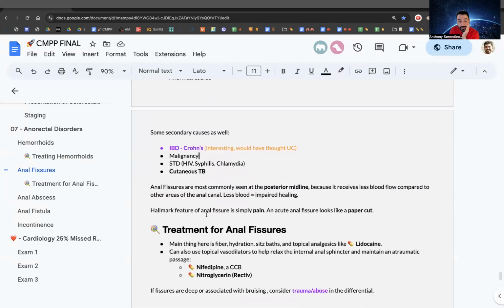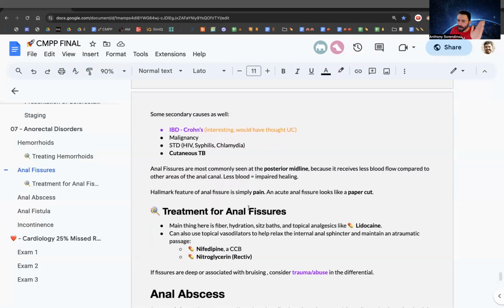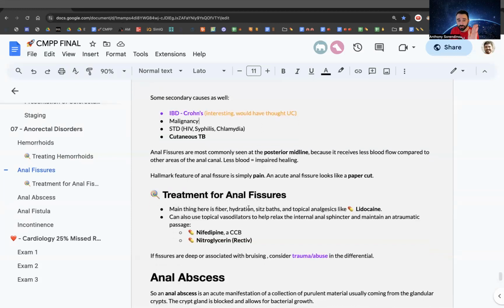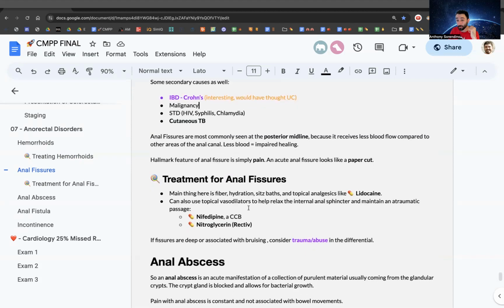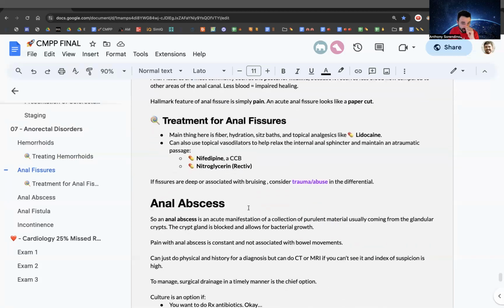Okay, STDs and malignancy. They're most commonly seen at the posterior midline because it receives less blood flow compared to other areas, so less collateral blood flow, right in the middle there. The hallmark of an anal fissure is simply pain. And what does an anal fissure look like? A paper cut. So anal fissure, paper cut. There you go. That's one place you don't want to get a paper cut. So that's an easy way to remember that.